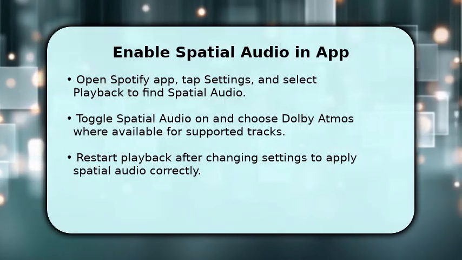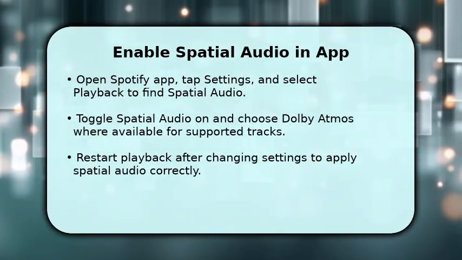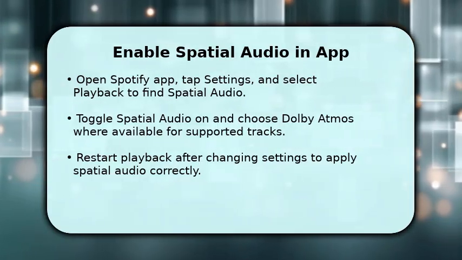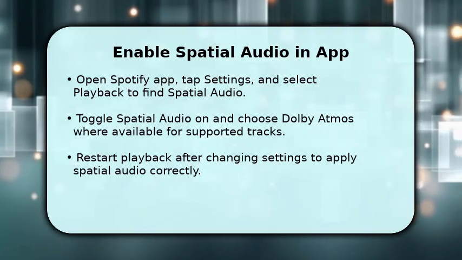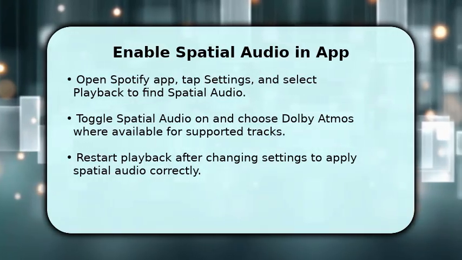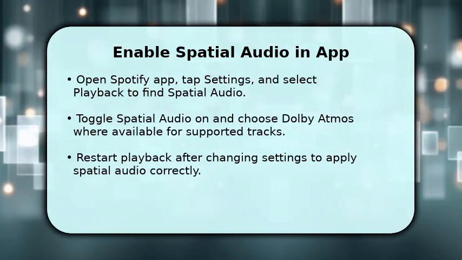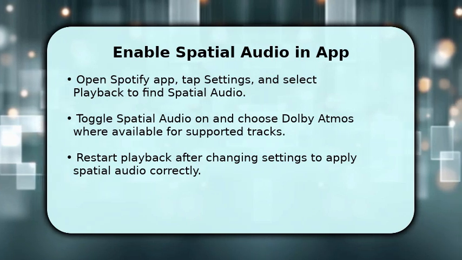When available, choose Dolby Atmos playback from the spatial audio menu for the full effect. If you switch headphones or connection type, restart playback to ensure the spatial audio setting takes effect. You can toggle spatial audio off anytime to revert to standard stereo playback.